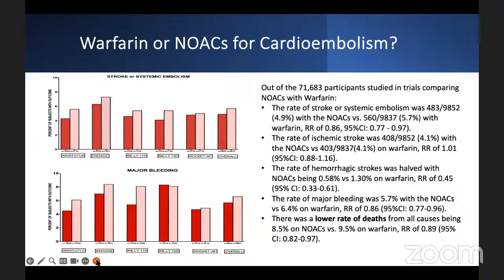Warfarin used to be the gold standard, but unfortunately, it's associated with a lot of bleeding risk. So we are gradually moving away from warfarin to the novel anticoagulant therapies, such as rivaroxaban, apixaban, and dabigatran. For all the major trials that were done, it was found that these novel agents prevent cardioembolic strokes at the same rates as warfarin, but the advantage is that they cause less bleeding risk than warfarin.